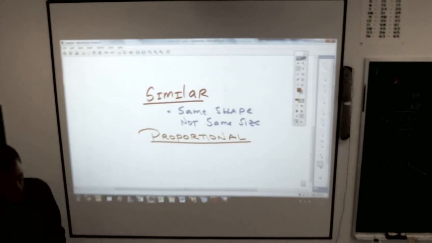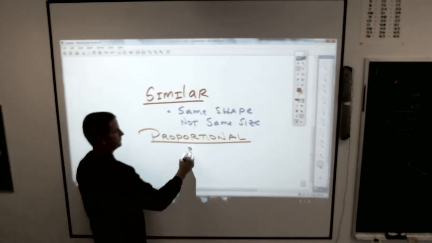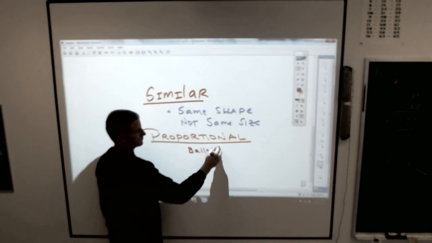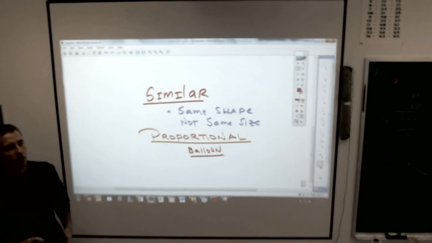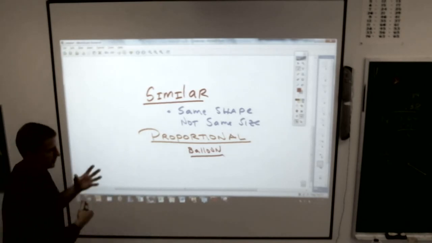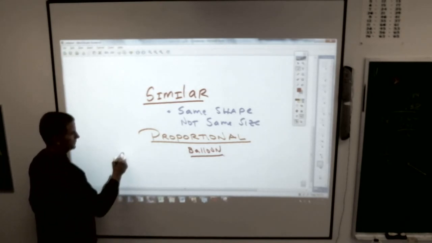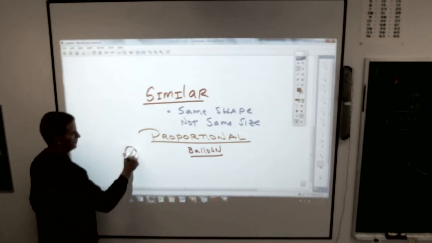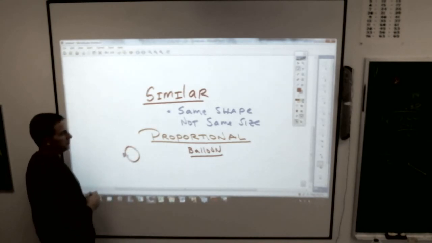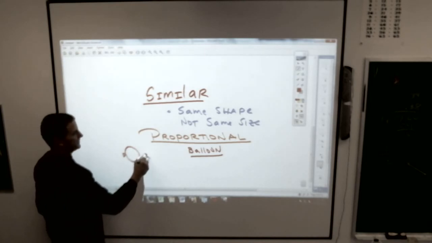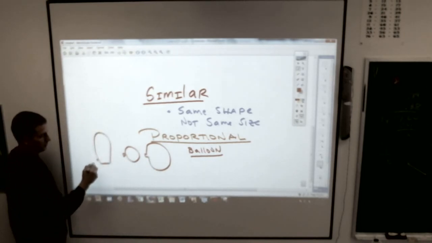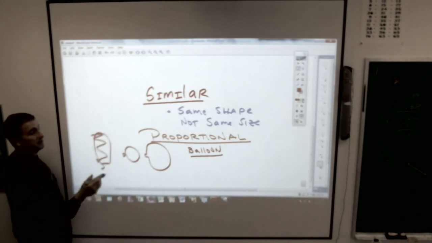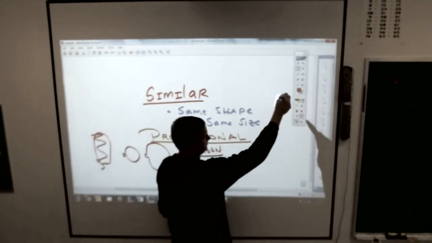When you think of the word proportional, I want you to think of a balloon. When you blow up a balloon, it blows up what we call proportionately. In other words, you start with a balloon that looks, here's my best balloon. When you blow up a balloon, all the sides expand and get bigger at the same rate. One side doesn't stay flat while the other side gets real big as you blow it up. And that's the same thing with similar shapes.